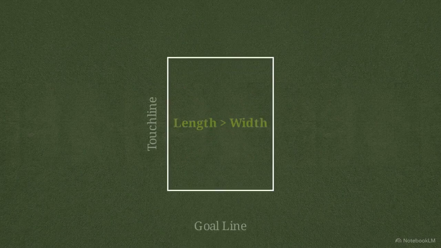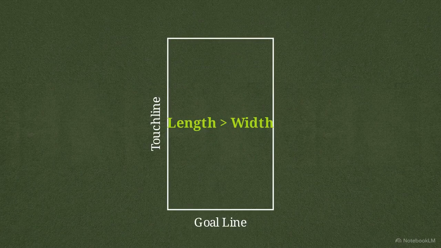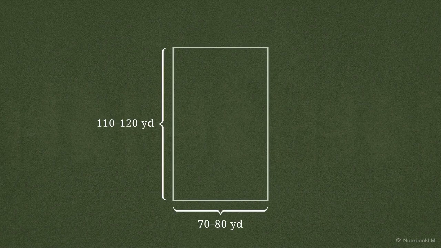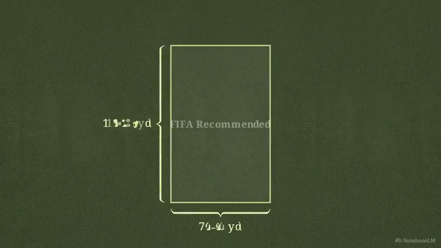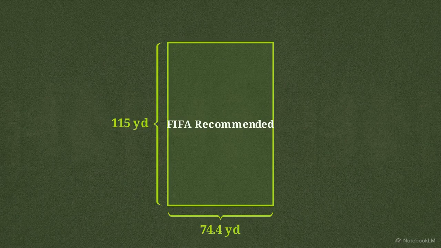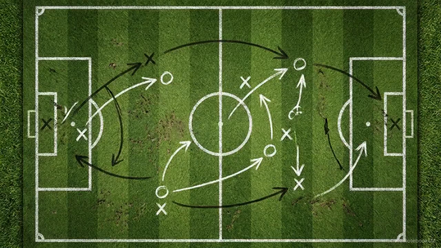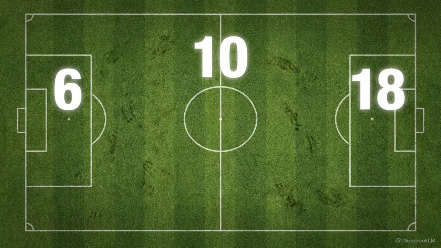It must be a rectangle, where the length, the touchline, is longer than the width of the goal line. For international play, FIFA recommends specific dimensions to ensure consistency. We scale this to approximately 115 yards in length by 74.4 yards in width. Once we establish this outer perimeter, every zone inside the pitch is constructed using simple whole number measurements.